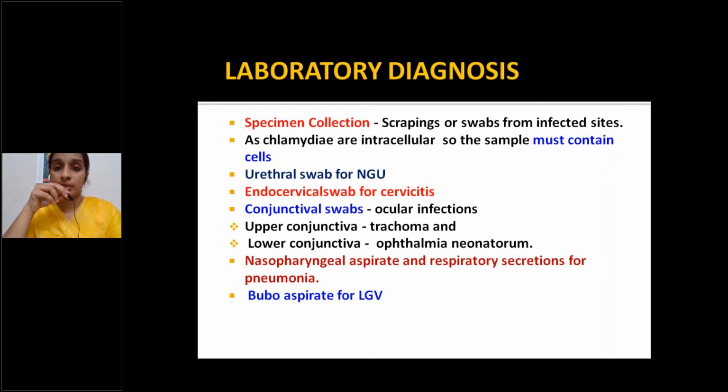Different samples are urethral swabs for non-gonococcal urethritis, endocervical swabs for cervicitis, and conjunctival swabs for ocular infections. An upper conjunctival swab is preferable for trachoma, and a lower conjunctival swab for ophthalmia neonatorum. Then nasopharyngeal aspirates and respiratory secretions for pneumonia. We aspirate for LGV, from the bubo, meaning the inflamed inguinal lymph nodes.